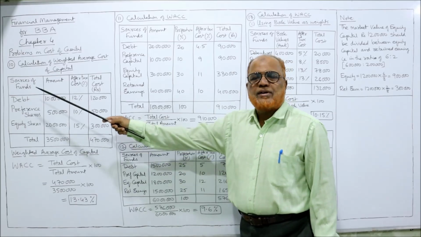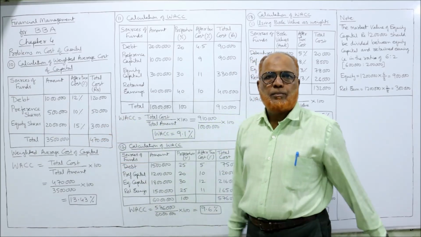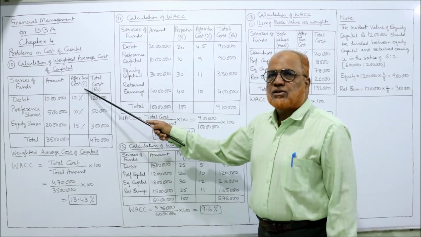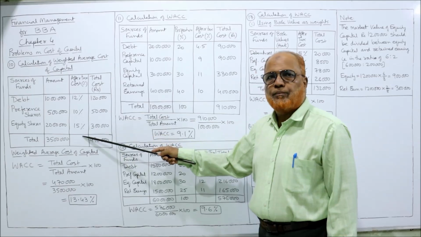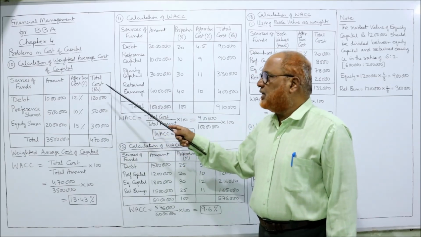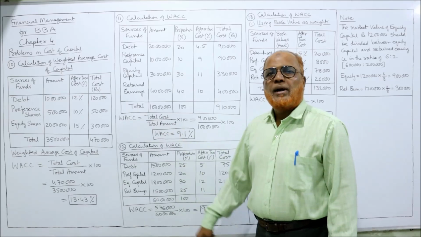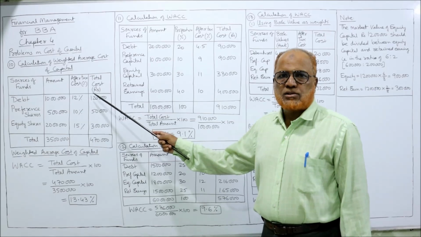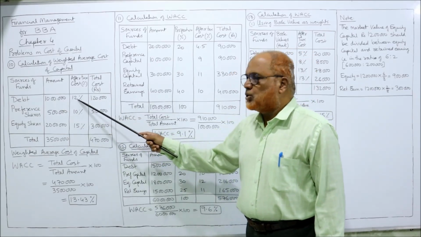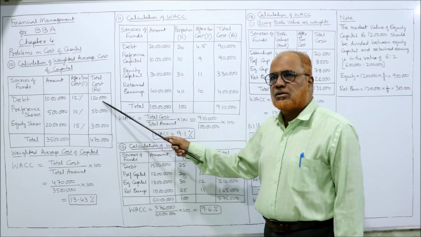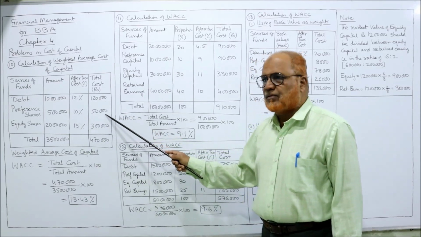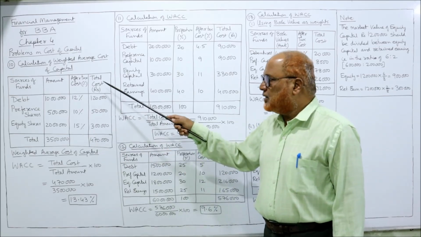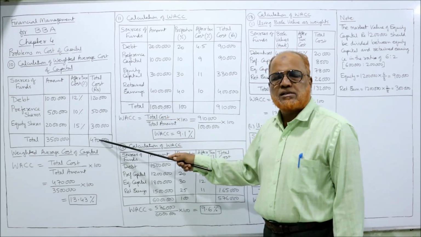4 columns we require. First column, source of funds, which is given in the problem. Then amount. These are the book values. Then after-tax cost. These are also given in the problem. The only extra column we need is total cost. Multiply the amount with the after-tax cost. That is 10 lakh into 12%. You will get 1,20,000. 5 lakh into 10%, 50,000. 20 lakh into 15%, 3 lakh. Take the total of cost, it comes to 4,70,000.